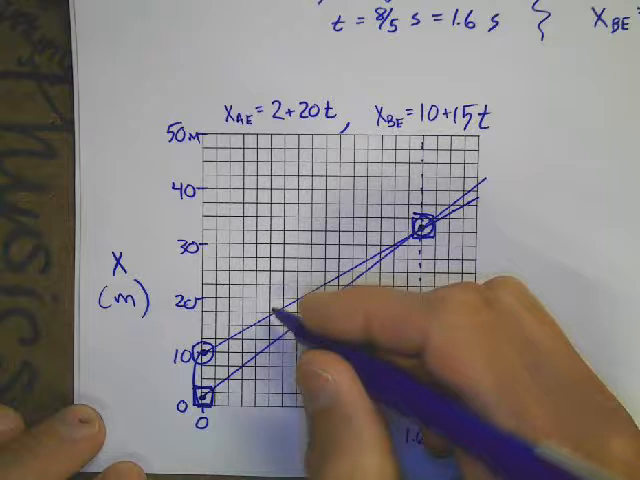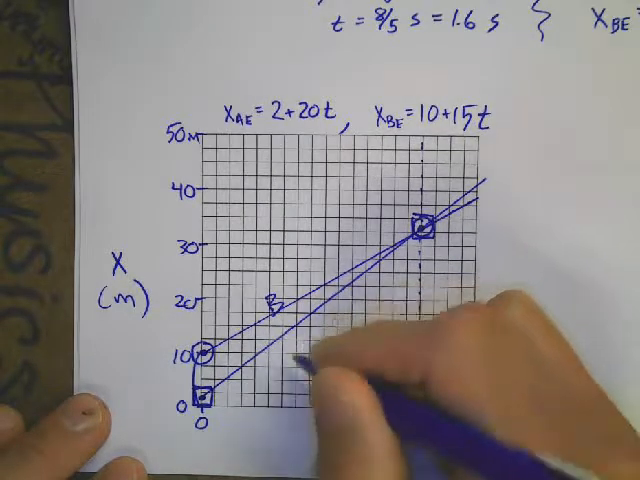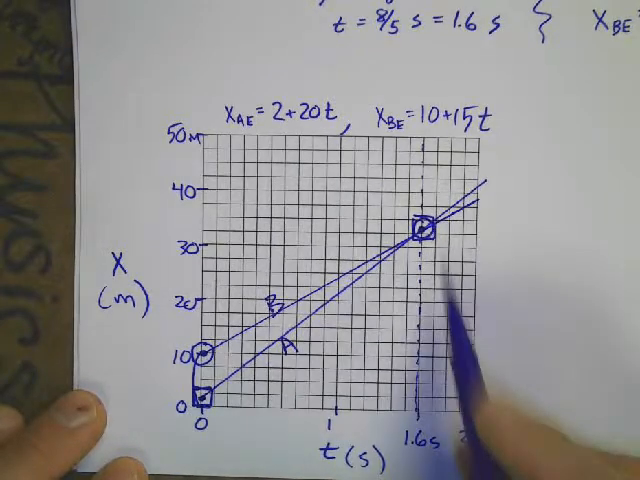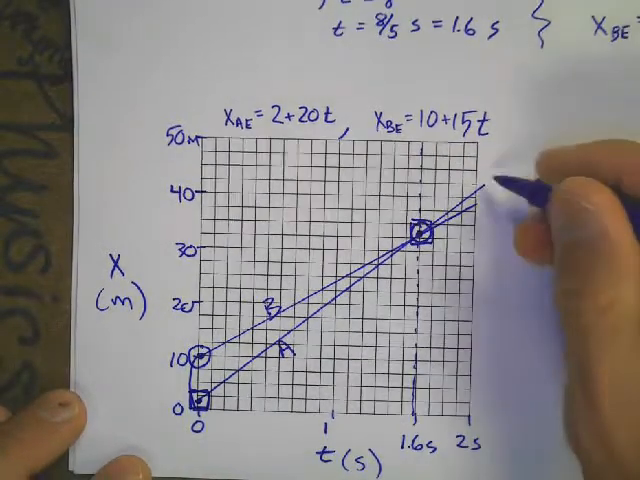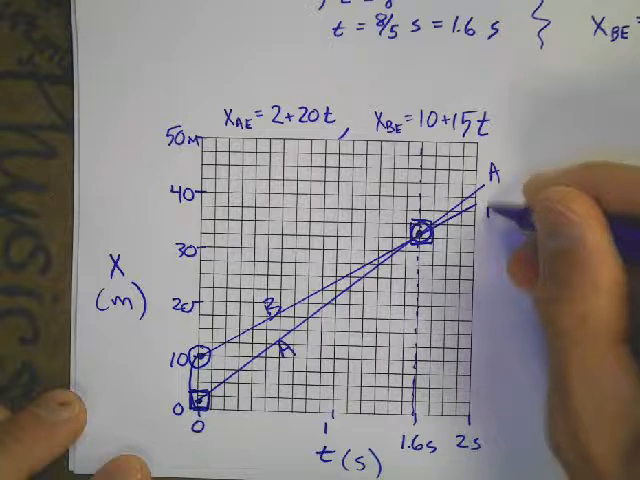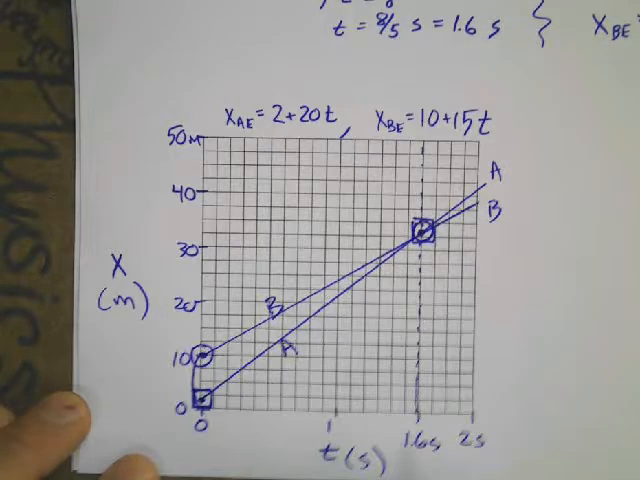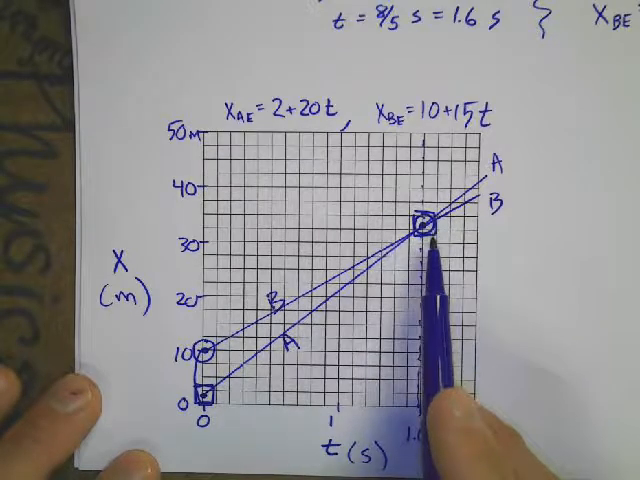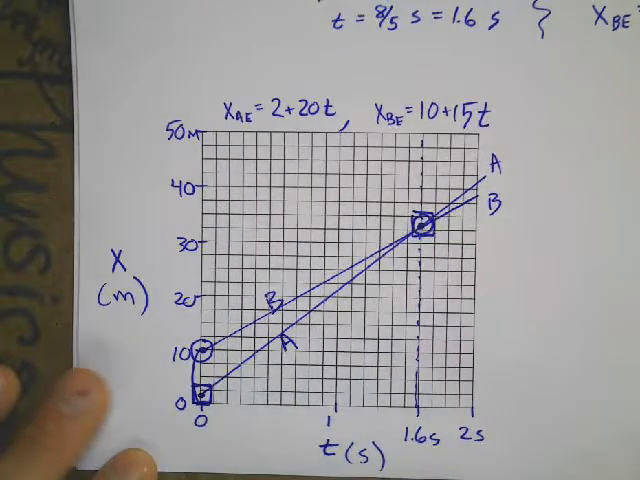So again, the circle is B, the square is A. And clearly, after 1.6 seconds, they change places, and A ends up ahead of B. And the nice thing about graphing this is you can see visually that these positions change, they overlap, and then they swap places.